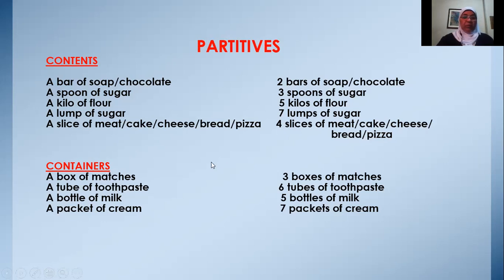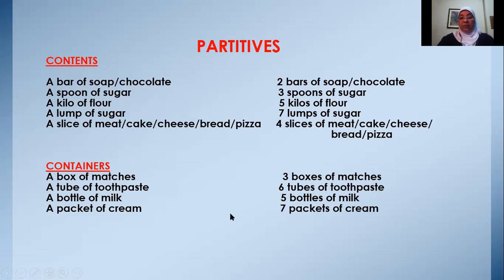Then when we come to containers, the boxes where we put the things, for example, a box of matches. We say 3 boxes of matches. We put the S again here with the boxes. Matches naturally has an S. We don't add another S. A tube of toothpaste, we say 6 tubes of toothpaste again. We put the S with the tubes, but we don't put it with the toothpaste.